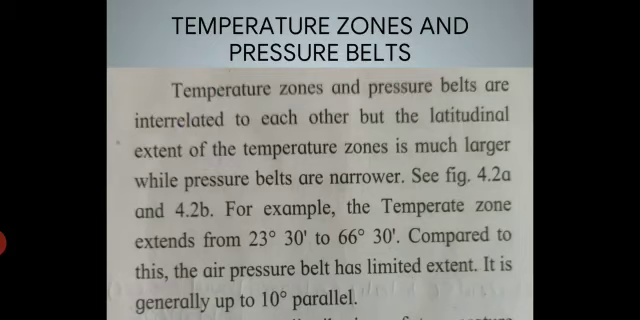Temperature zones and pressure belts are interrelated to each other, but the latitudinal extent of the temperature zones is much larger while pressure belts are narrower. See figure 4.2a and 4.2b. For example, the temperature zone extends from 23 degree 30 minutes to 66 degree 30 minutes. Compared to this, the air pressure belt has limited extent. It is generally up to 10 degree parallel.